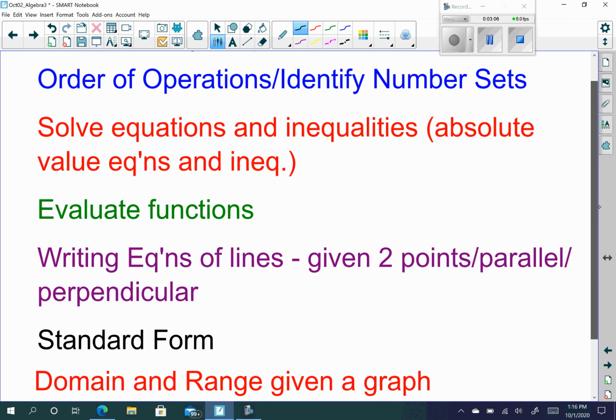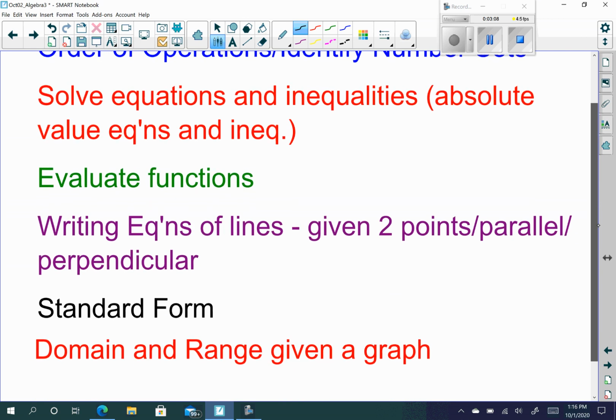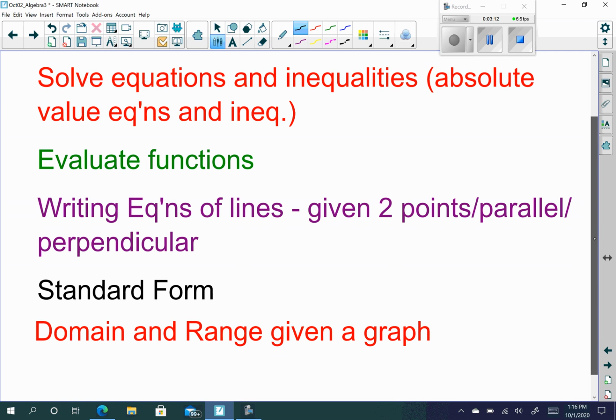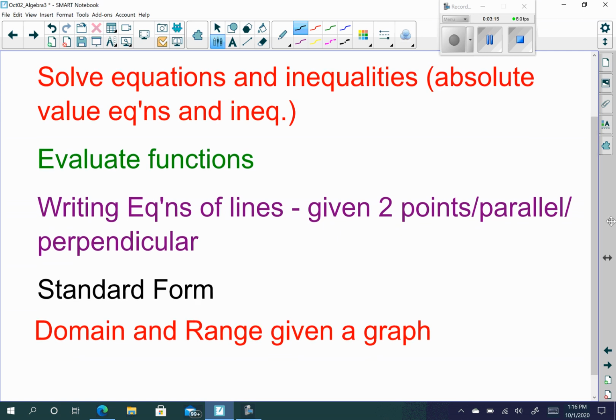Writing equations of lines, again, they could be parallel, perpendicular. I just give you 2 points. We still need to practice standard form, and then I will give you a graph, much like on the quiz, and you have to identify the domain and range and whether or not it's a function.